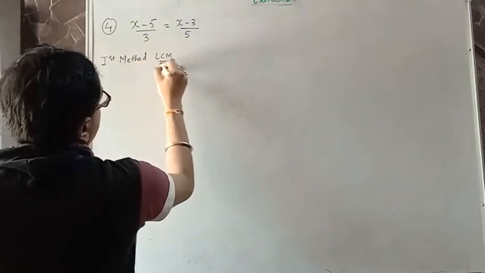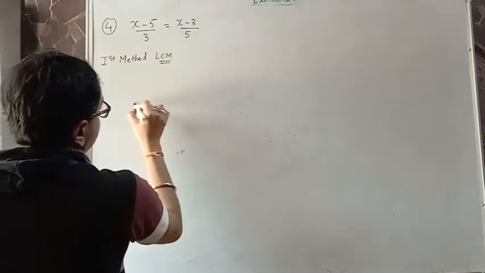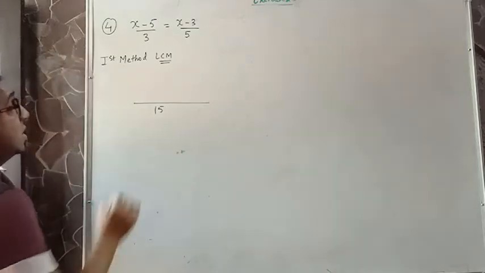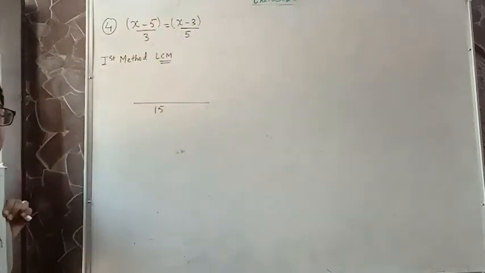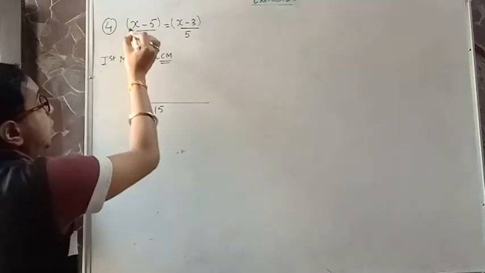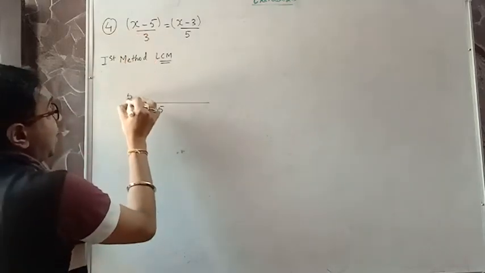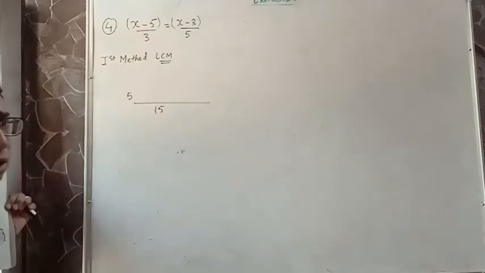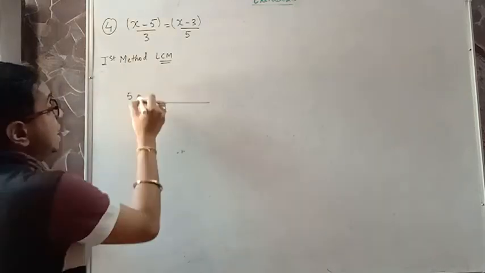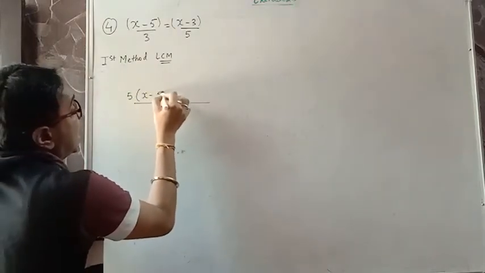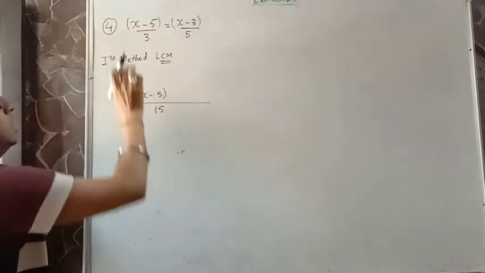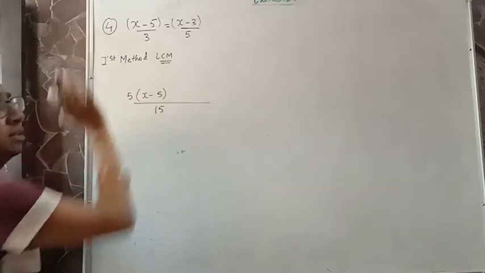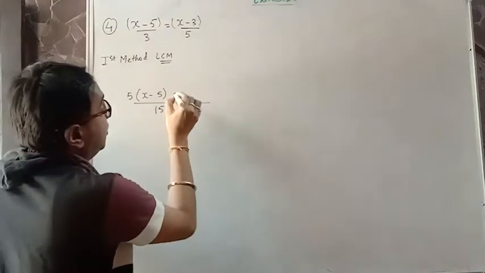Whatever method you want to work with, you can. LCM of 3 and 5 is 15. This is one term, this is another term. So you will be taking the LCM for the whole. You will not be multiplying 5 with x only. You have to keep this bracket. We have taken the LCM for the complete term rather than the LCM of x or minus 5 separately. This is very, very important.